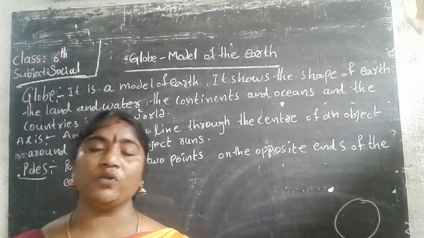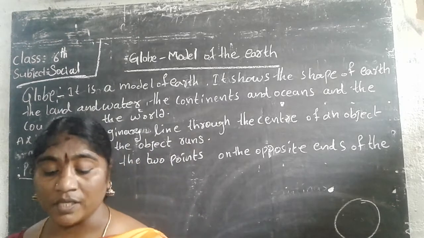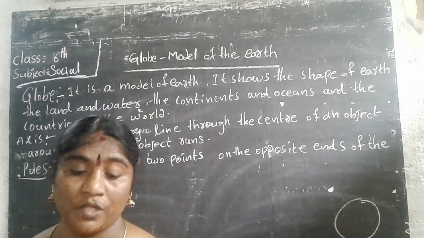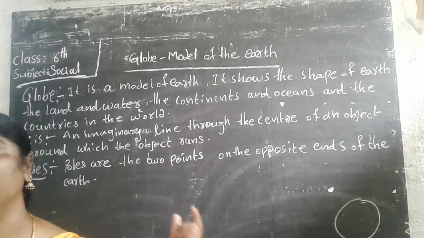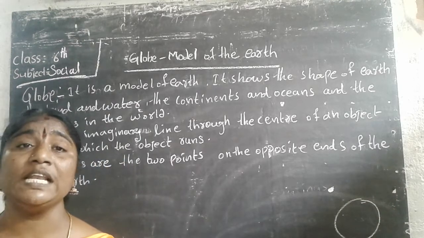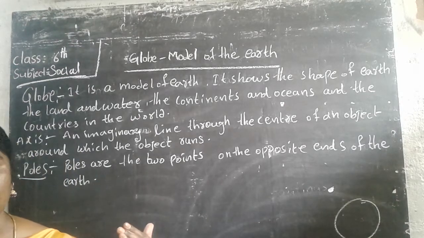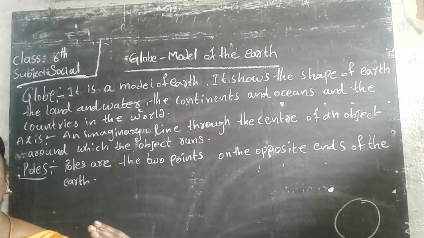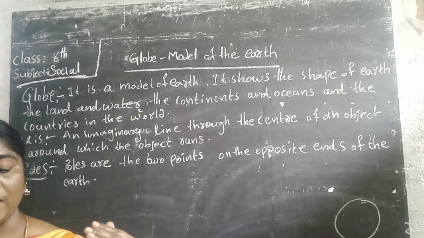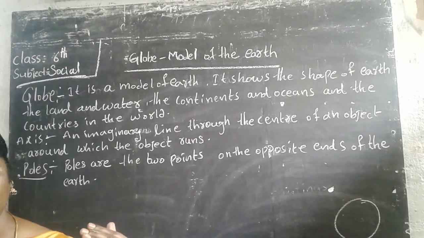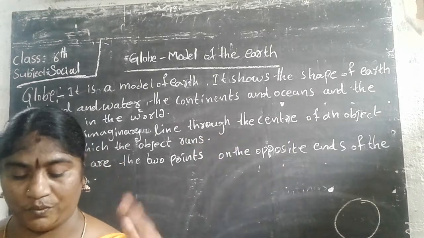And you know the equator. What is the equator? It is 0 degree latitude. Do you know the difference? The international date line is 0 degree longitude. The equator means 0 degree latitude. That is longitude. This is latitude.